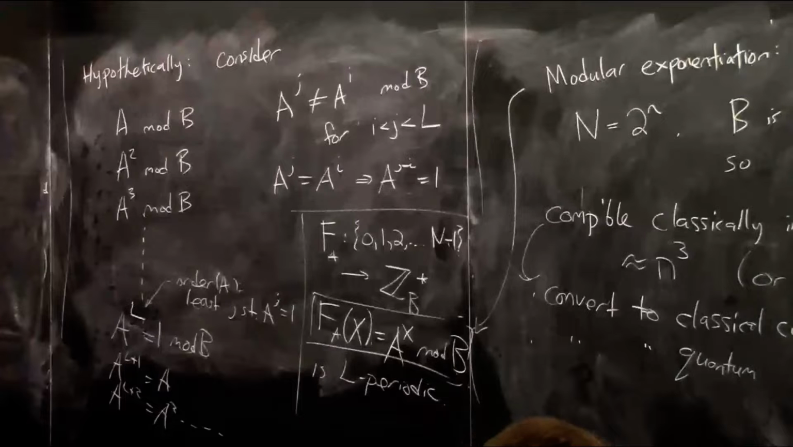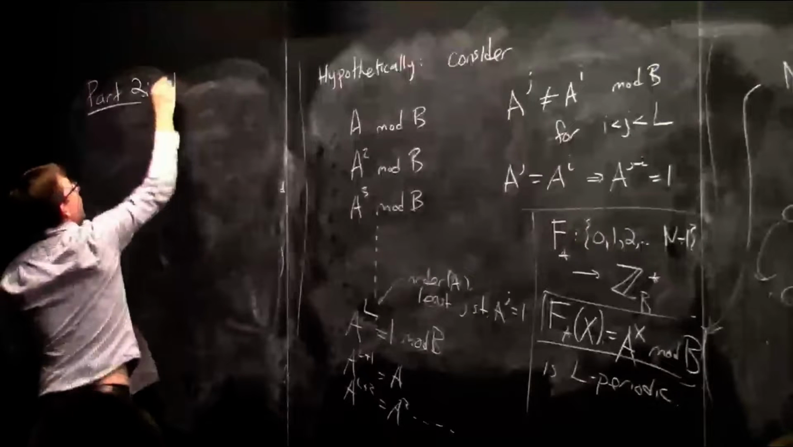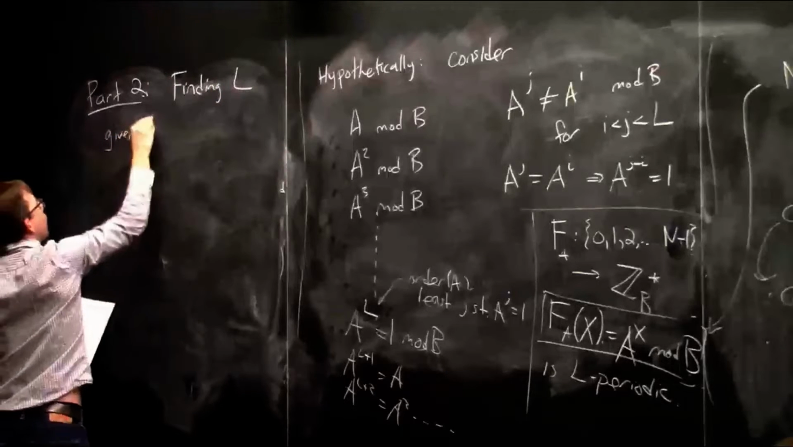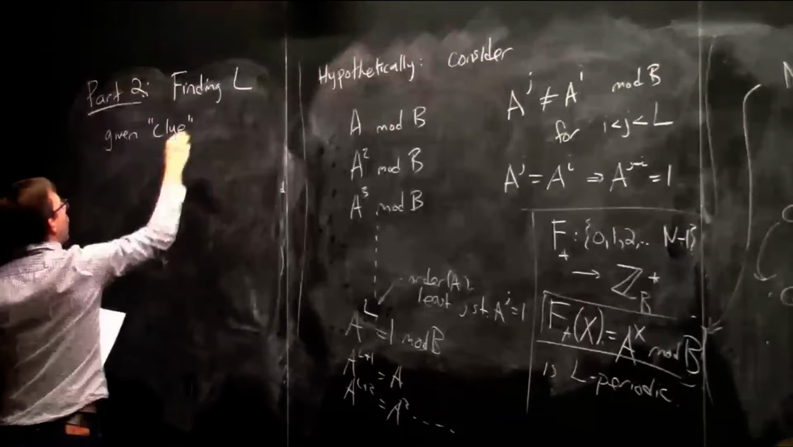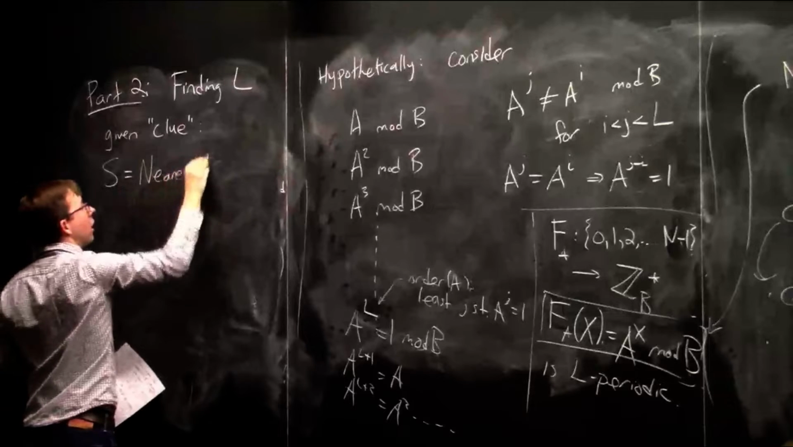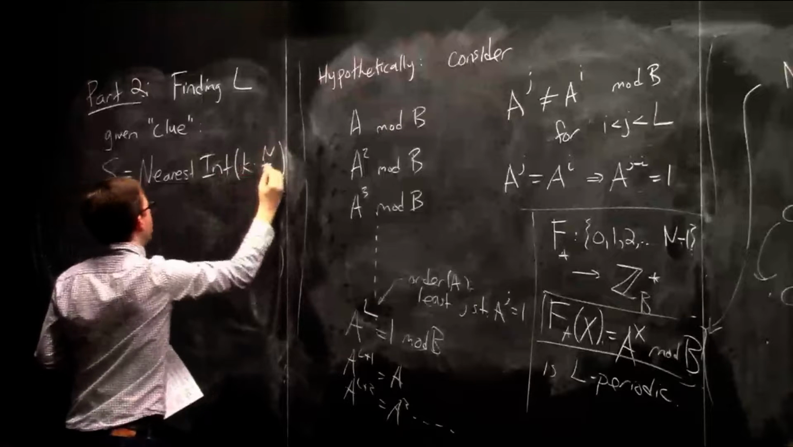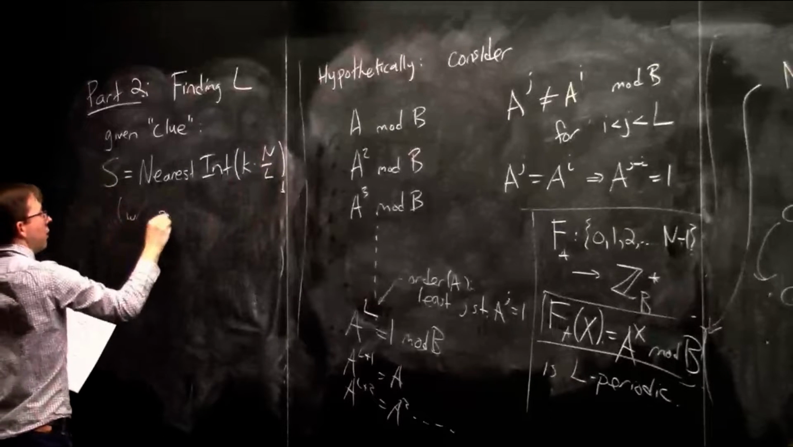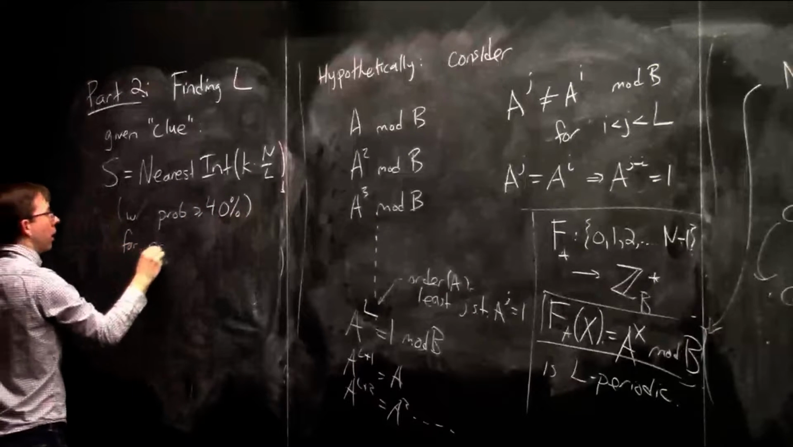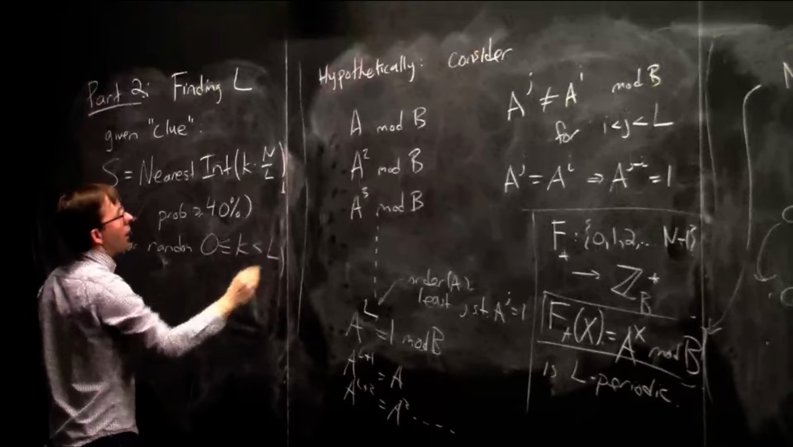So part 2 is this thing of finding L from the clues. Part 2 of this lecture, I should say. So it's finding L given these clues, which is S. It's this measurement outcome, which is of the form nearest integer to k times N over L. At least it's of this form with probability at least 40% or something for random k between 0 and L.